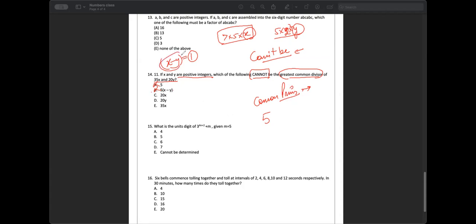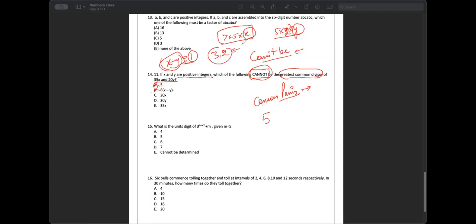If x minus y is 1, definitely 5 would be a GCD, right? But how do we know that x minus y is 1? See, question is which of the following cannot be? That means for the other 4, if there is a possibility that a number can be a GCD, we'll remove it. Is there a possibility x minus y is 1? Yes. X is 3, let's say y is equal to 2. Where is the problem?